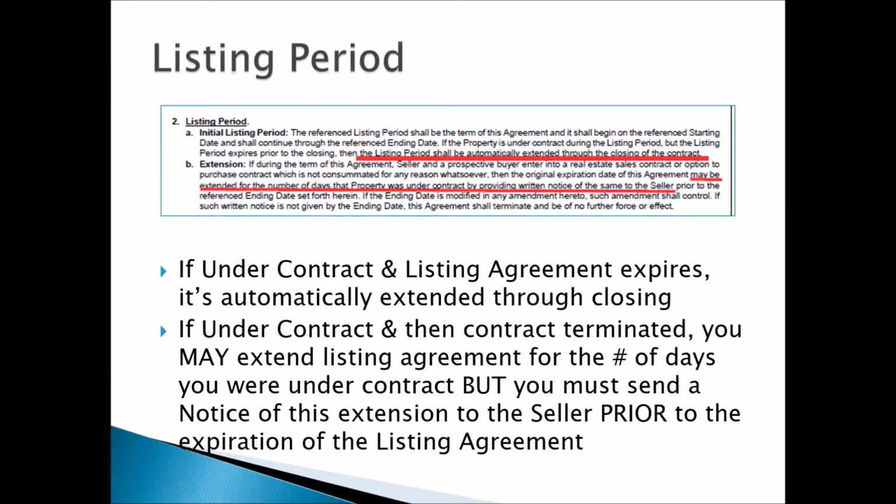Now, what happens if you have a listing, you go under contract, and that contract terminates? In other words, there was a certain number of days that this listing was off the market because you were under contract with another buyer and it ended up terminating. You are allowed to extend the listing agreement by those number of days. But in order to do that, you must send a notice of that extension to the seller before the actual expiration date of the listing. It's not automatic. It's automatic in that the seller doesn't have to agree because they agree when they sign the listing agreement, but it doesn't get invoked unless you send them notice prior to the actual expiration of the listing agreement.